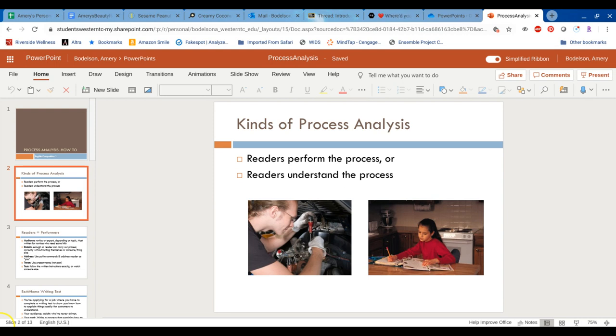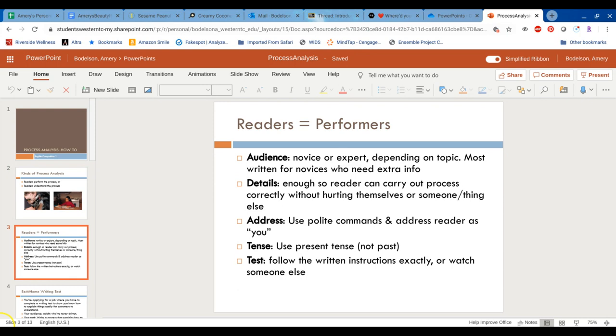Whereas there are pieces written for people who just want to understand the process. Maybe they are in the market for a new desk, they're not ready to purchase, but they read a user's manual to determine how hard it is to put together and what kinds of equipment they will need. So when you have these two types of readers, your writing style will be a little bit different.